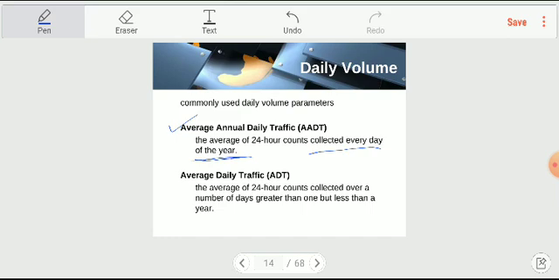And the average daily traffic is the average of 24-hour counts collected over a number of days, greater than one but less than a year. Once you're not taking the full year, it's not AADT. While taking more than a day, or even one day, it's actually ADT. The fewer days you take, the less accuracy you get. The more days you take, the more accuracy you get.